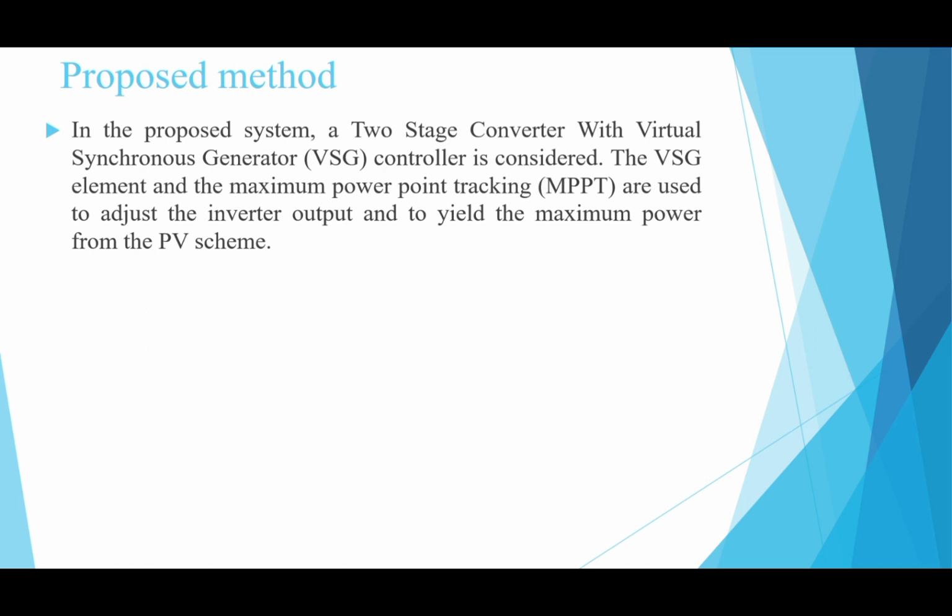In this proposed system, a two-stage converter with virtual synchronous generator control is considered. The VSG element and the maximum power point tracking are used to adjust the inverter output and to yield the maximum power from the PV scheme.